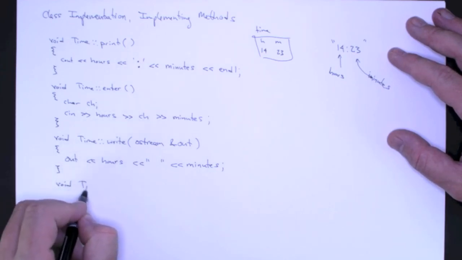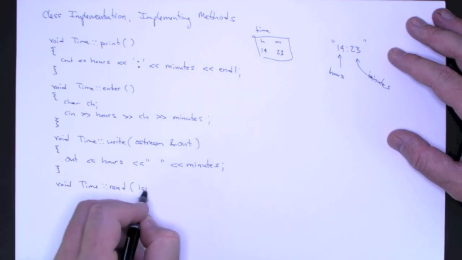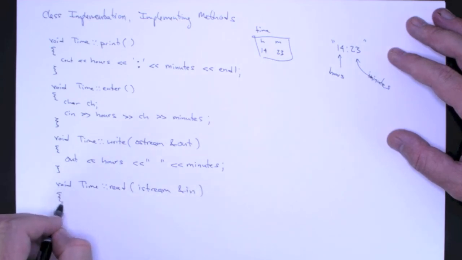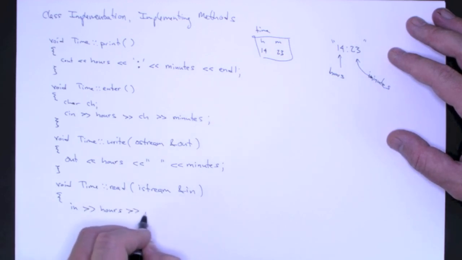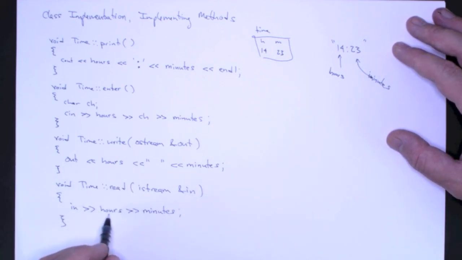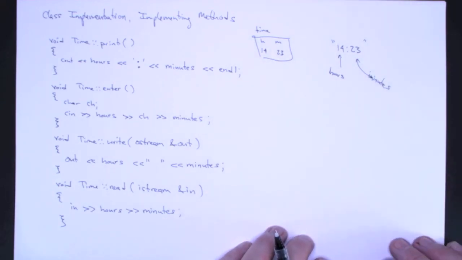And then the read method simply reads two integers from the input stream that comes in as the parameter. And I can read two integers like so. And I don't have to worry about reading this space that's in between the hours and the minutes, because as you know, the stream extraction operator skips over any white space. That's the implementation of my input methods.